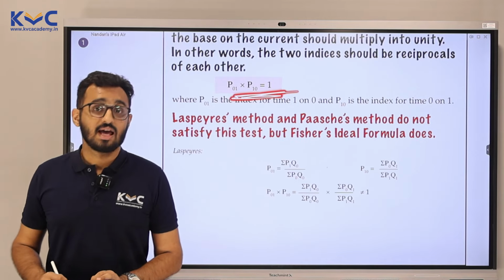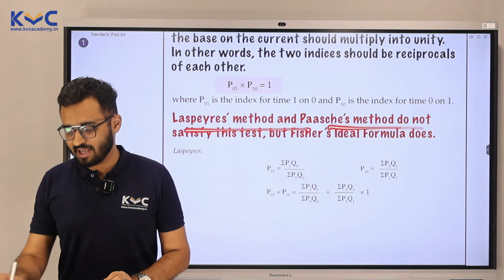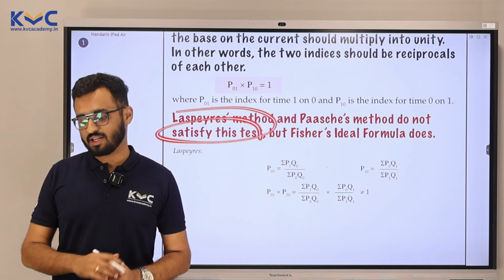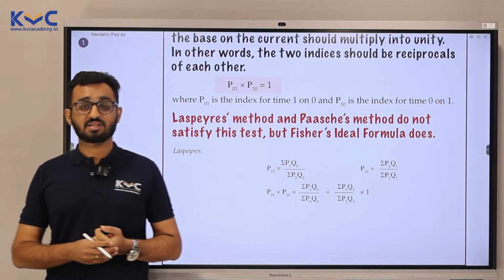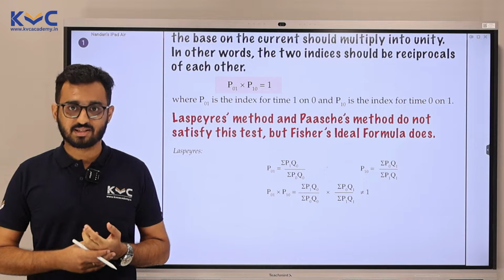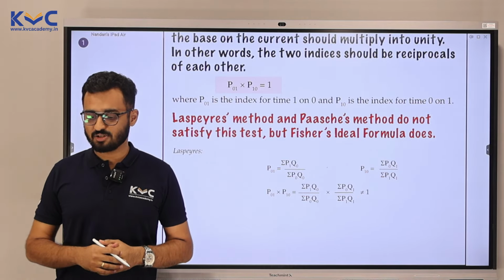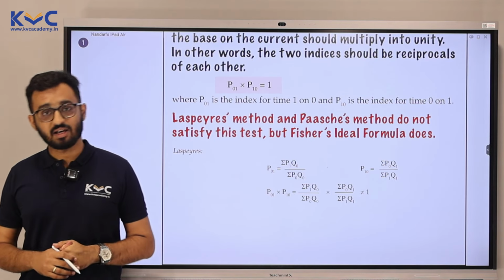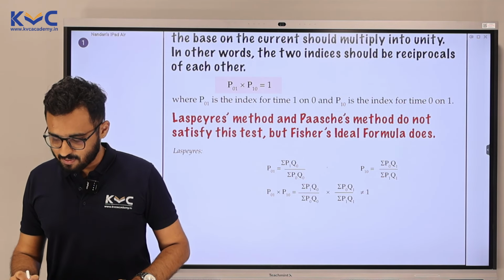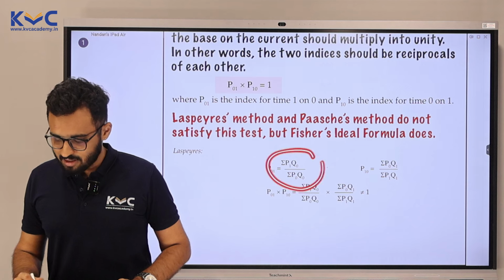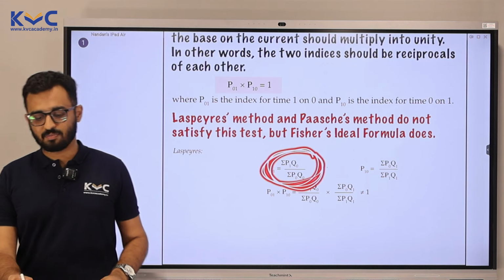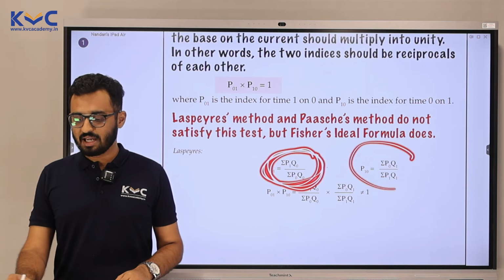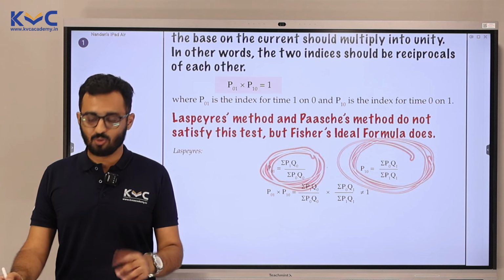And you know what? Laspeyre's method and Paasche's method do not satisfy this test, but Fisher's ideal formula does. Okay? That means Laspeyre's we have summation P1 Q0 over summation P0 Q0, right? If we inverse that as P10, what happens?